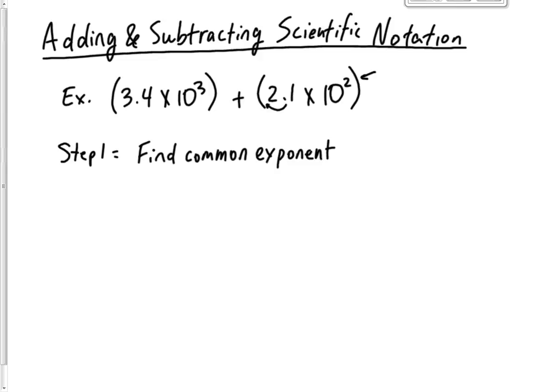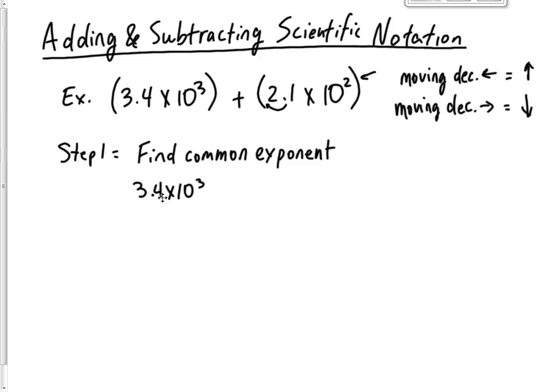Okay, so moving the decimal left equals an increase, and we'll look at an example where we move the decimal to the right, and that's going to decrease the exponent. Now that we've found the common exponent, we have 3.4 times 10 to the third plus 0.21 times 10 to the third.